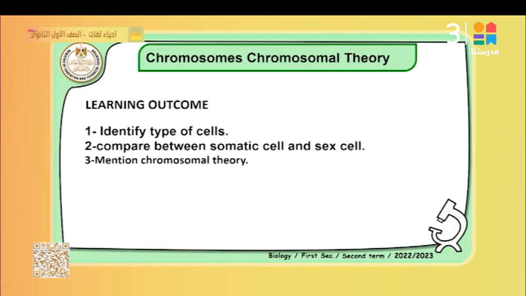Learning outcome. By the end of this lesson, students should be able to identify types of cells, maybe somatic cells, maybe sex cells. What is the difference between somatic cells and sex cells? Compare between somatic cells and sex cells. Mention the chromosomal theory according to scientists Sutton and Boveri. That's right. Okay.